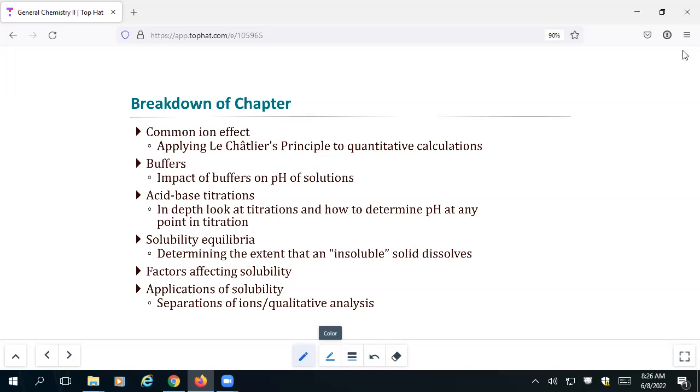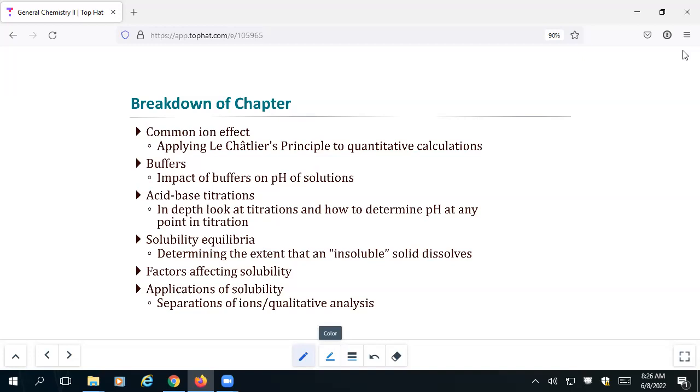And whether we view something as soluble or insoluble depends upon the value of that equilibrium constant. The larger that equilibrium constant is, the more soluble we consider it. The lower it is, the less soluble we consider it. And then taking that last idea of solubility and just applying it to some things.